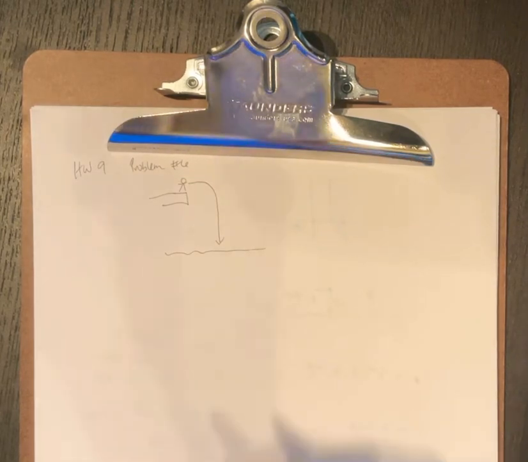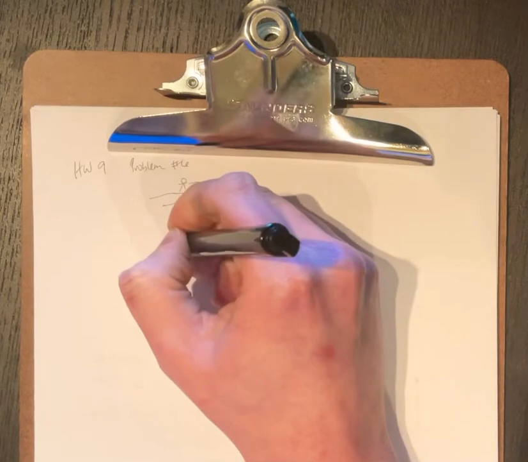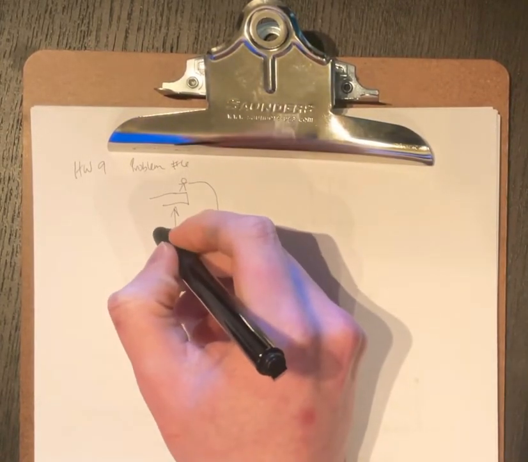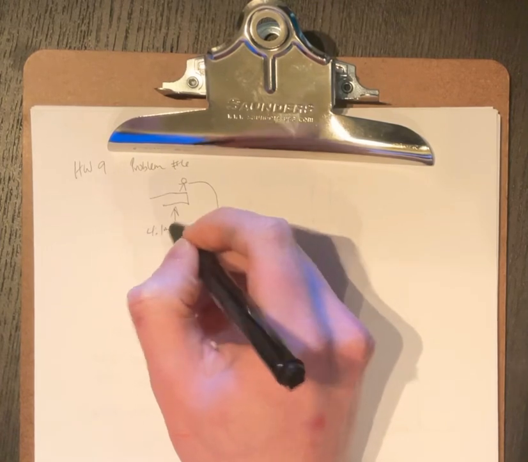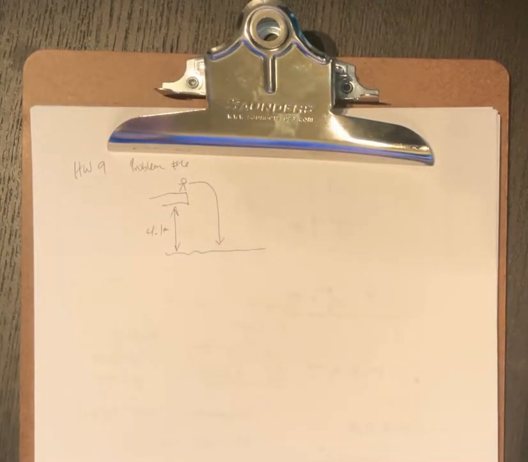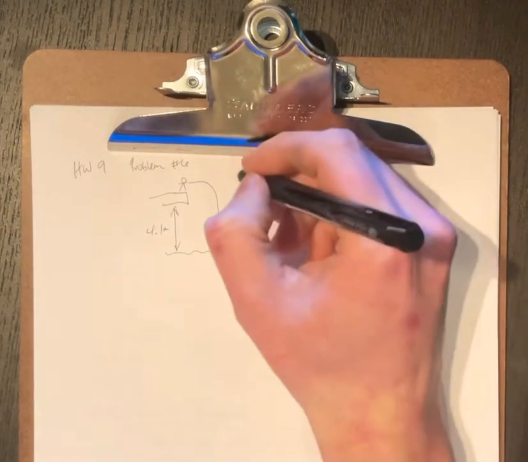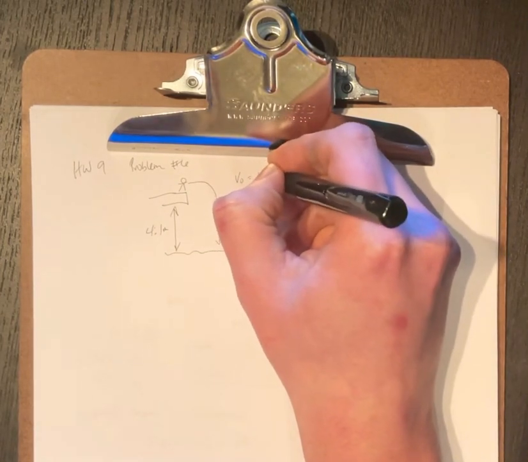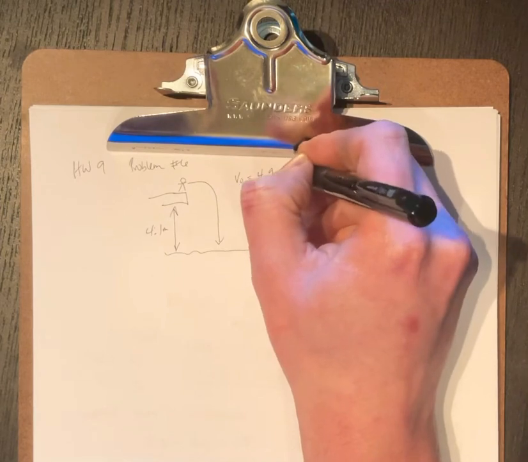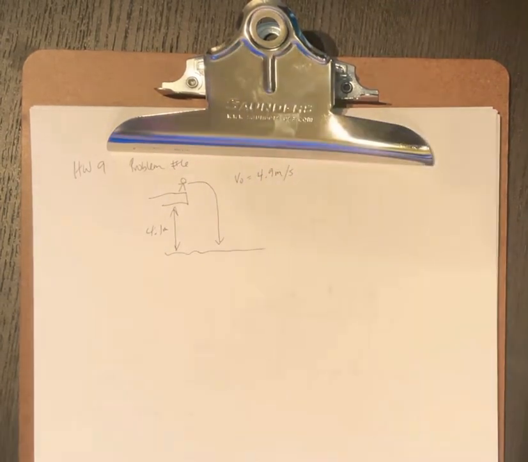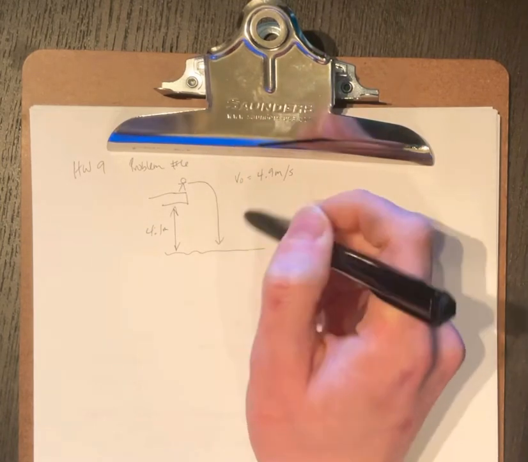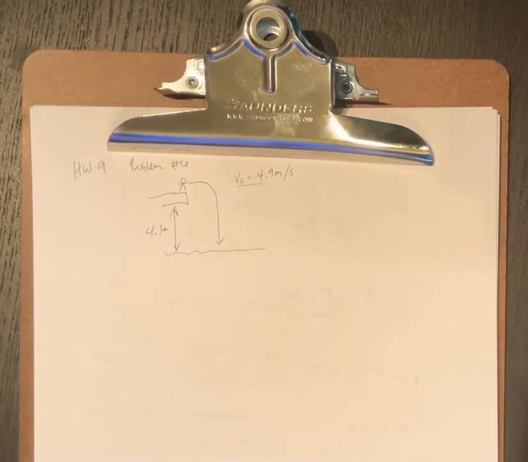Okay, so the diver is on this platform and they are 4.1 meters above the water. They are falling at a speed of 4.9 meters per second. So I would say that's the initial velocity. Basically, they dive off of it and they have an initial velocity when they're diving.